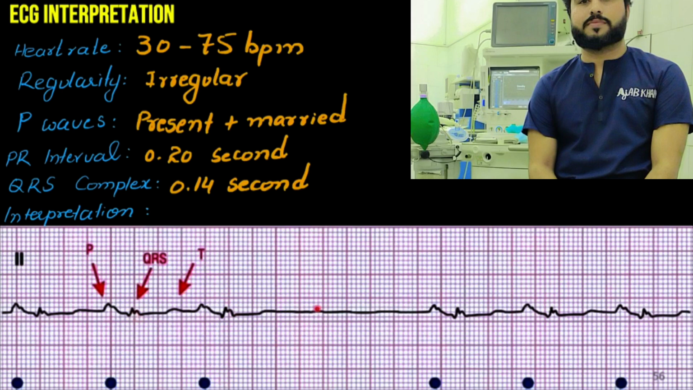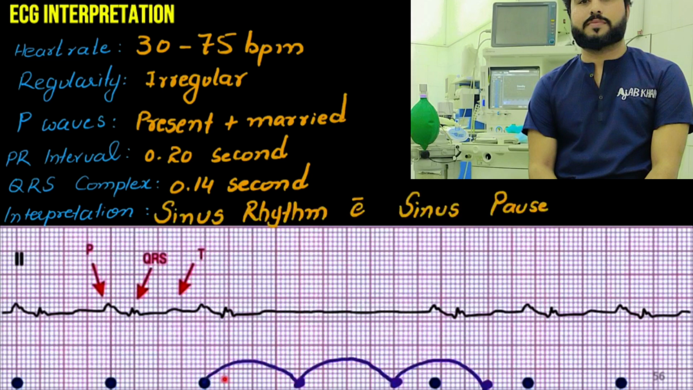Now let's look at the missed beat. Over here the beats have been missed. Now let's count the P to P interval. The next P wave should have been over here, and after this the next P wave should have been over here.